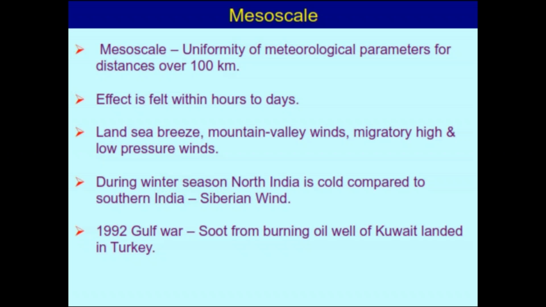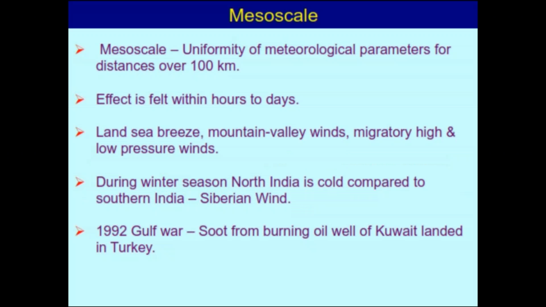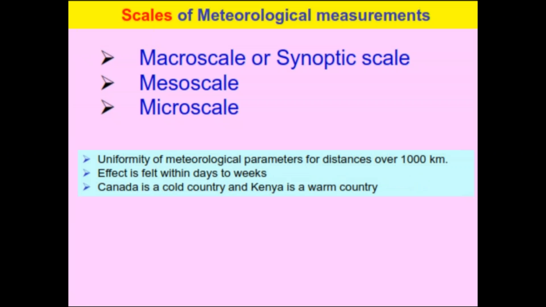In the case of meso scale, the uniformity of the meteorological parameter is over a distance of more than 100 kilometers. You can understand it this way for micro, meso and macro: macro is 1,000, meso is 100, and micro is 1 only. So you can immediately differentiate between these three. Micro scale is 1 kilometer, meaning the parameter is within this 1 kilometer, and that is the micro meteorological condition. And in EIA we need to cover only the micro meteorological condition, not meso or macro.